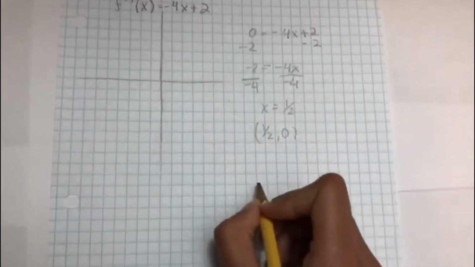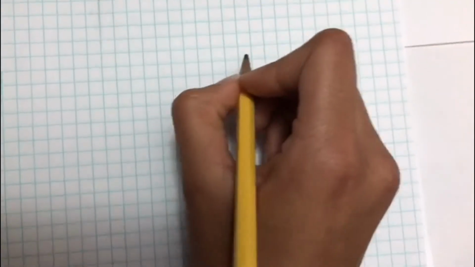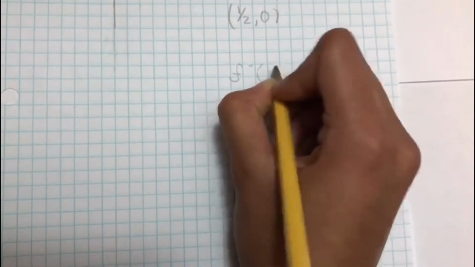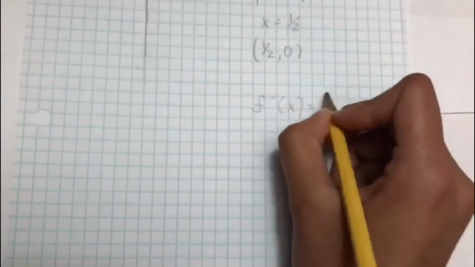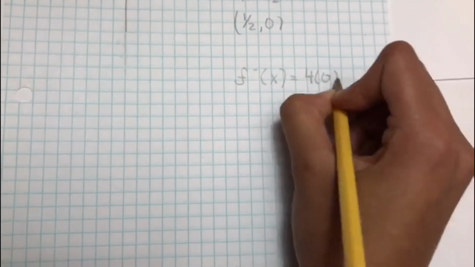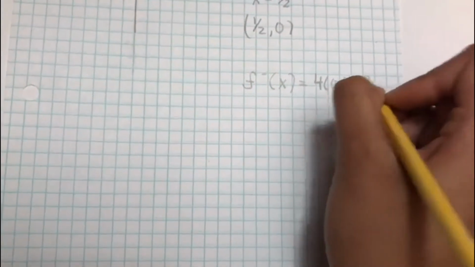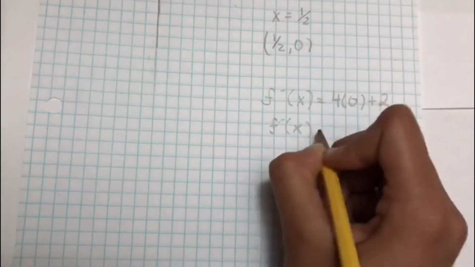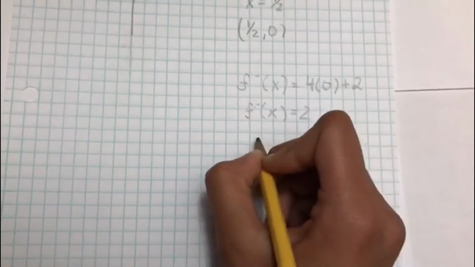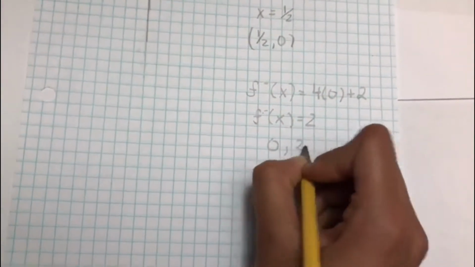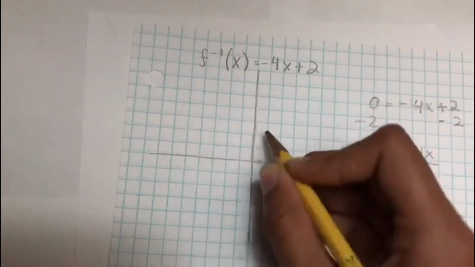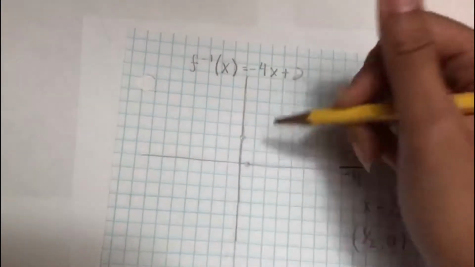I will now set x equal to 0. So that would give me f inverse of x equals 4 times 0 plus 2. I will then end up with f inverse of x equals 2. My coordinate point will then be 0, 2. In order to graph this now, just plot your points and sketch the graph.